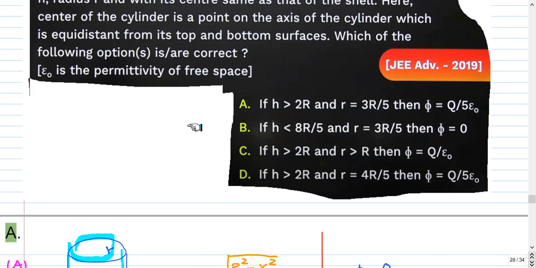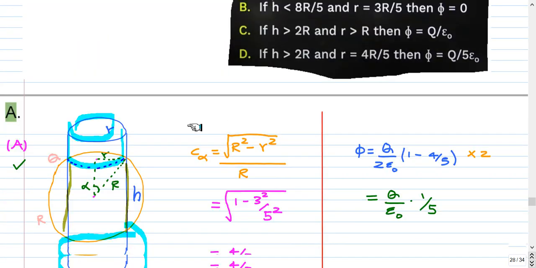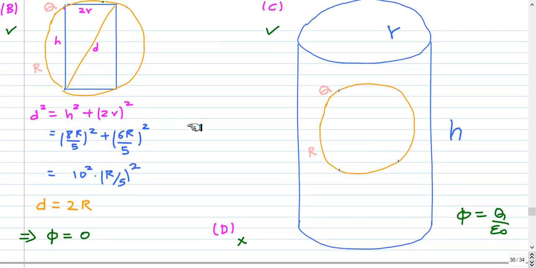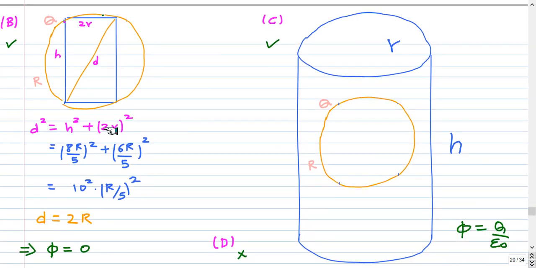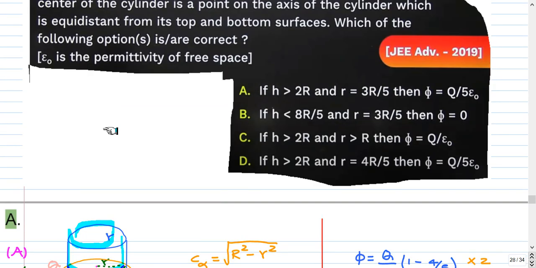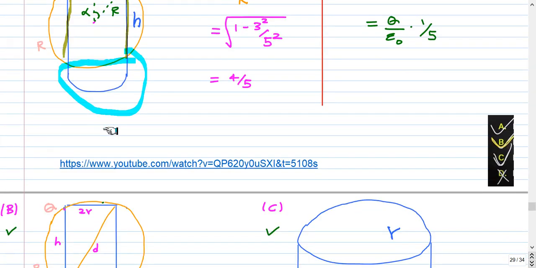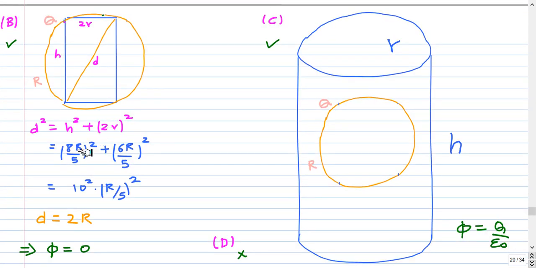So let's find what will happen when h is 8r by 5, and r is given as 3r by 5. So 2r is 6r by 5. So r by 5 is common, so (r by 5) square times (8 square plus 6 square), which is 10 square. So from this we get d as 10 into r by 5, that is 2r. So for this particular value of h and r, the cylinder will just touch this spherical shell.